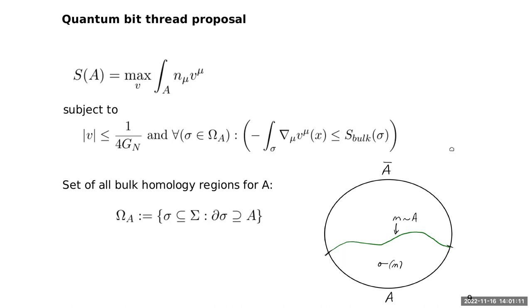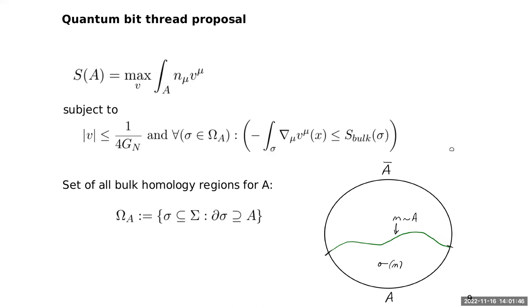So, regulator scheme dependence. Both of these constraints are separately regulator scheme dependent. So G Newton, this is the normalized G Newton, depends on the scheme. This bulk entropy term depends on the scheme. But the prescription taken as a whole is scheme independent. And you can show that by proving it's equivalent to QES, which is in terms of generalized entropy, and generalized entropy is scheme independent. So that's one way of showing that. But it's true that the two constraints here are separately and independently scheme dependent.